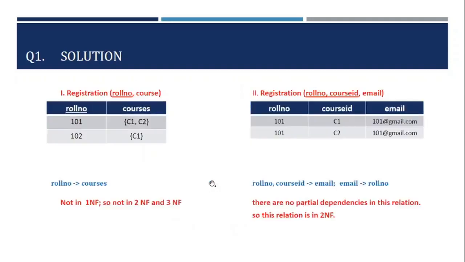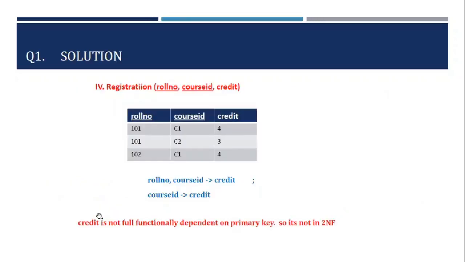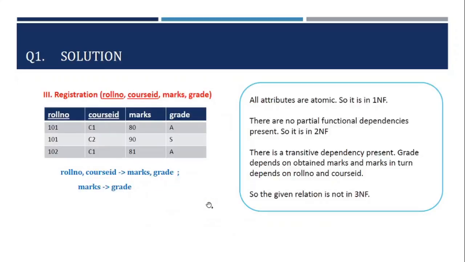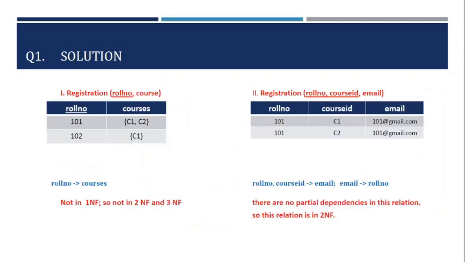If you look at the schemas, the first schema is not in first normal form itself. Now if you take the fourth one, it is not in second normal form, because we have a partial functional dependency. If you consider the third schema, this has a transitive dependency, so it is not in third normal form. So the only thing that we are left with is schema 2.